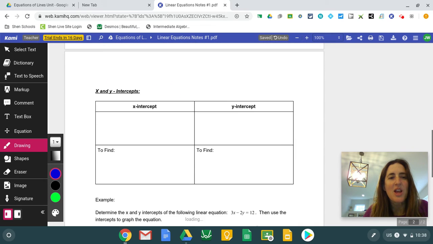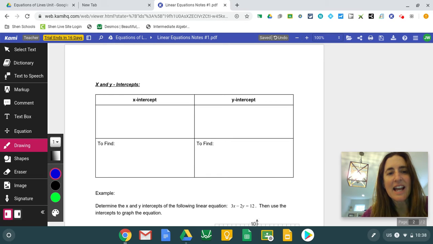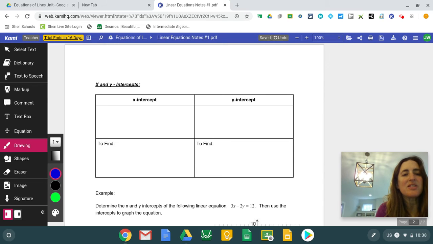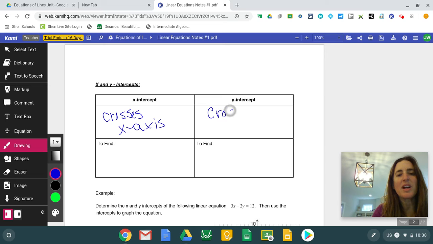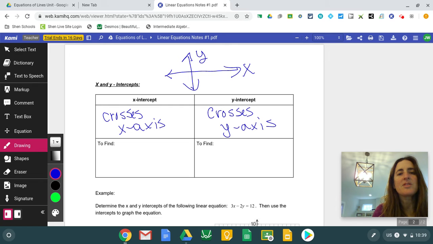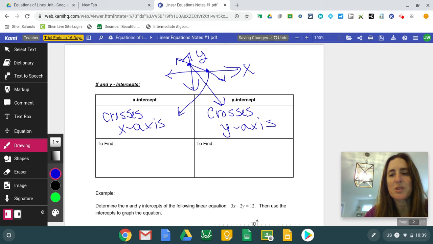Okay, moving on. So now that we know a line has at least a y-intercept, it also has an x-intercept. Isn't that fun? So the x-intercept is where it crosses the x-axis. And the y-intercept is where it crosses the y-axis. Okay, now remember, your axes are like this. This is your x-axis, and this is your y. So if there was a line that was graphed, this point here is your x-intercept, and this point here is your y-intercept. They have to cross those actual axes.